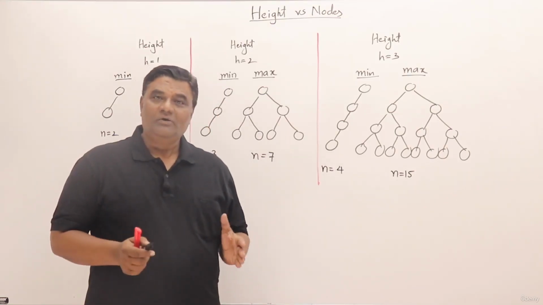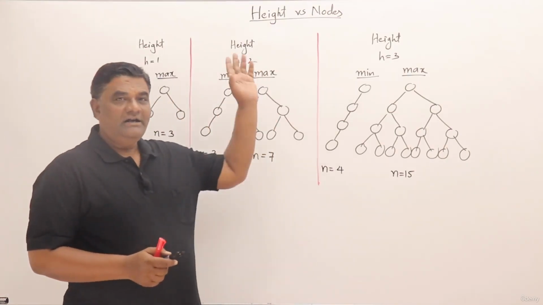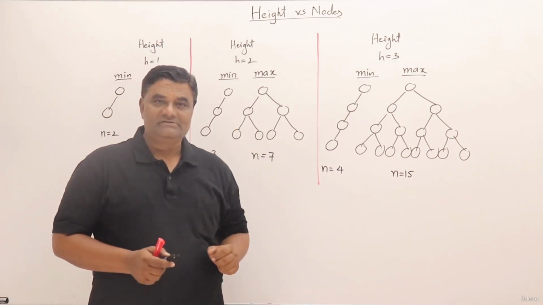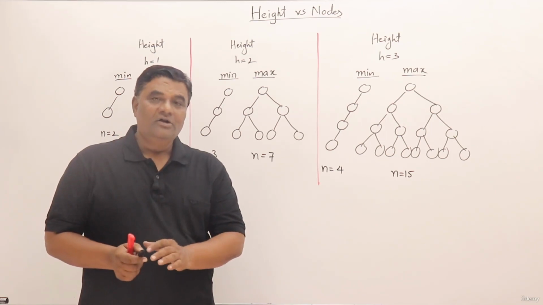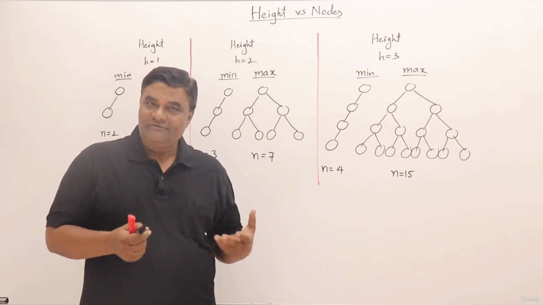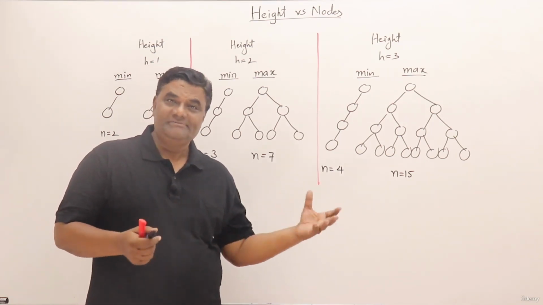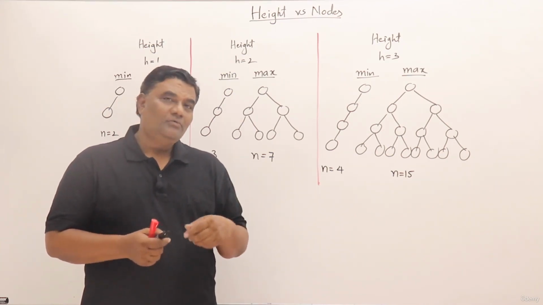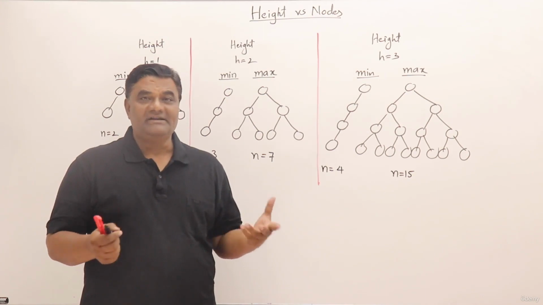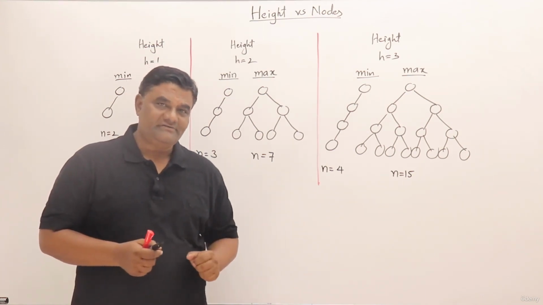This topic is about formulas. Height versus node formulas. So what is this? If we know the height of a binary tree, what could be the minimum number of nodes and what could be the maximum number of nodes? And vice versa. If nodes are given, what could be minimum height, what could be maximum height? We are going to discuss this one.